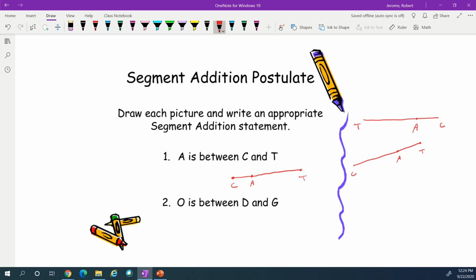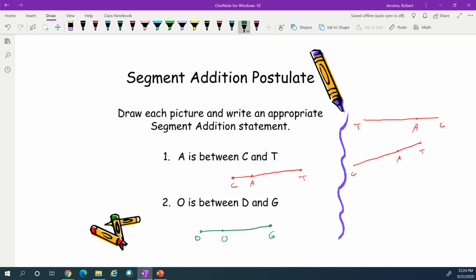Okay. Number 2, again, very similar, just to let us see it again. O is between D and G. So I need a segment with D and G on it, and O is somewhere on there. So I drew them both.